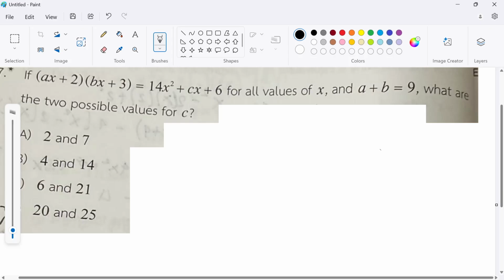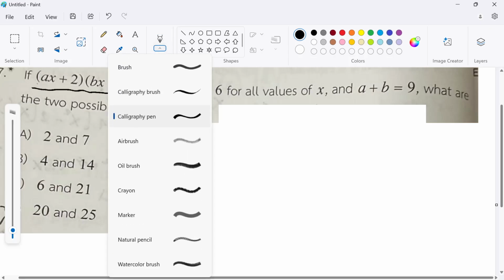This still appears on the digital SAT. It was popular on the paper SAT. It's called equivalent expressions or polynomial equivalence. So first thing first, I'm going to FOIL this.